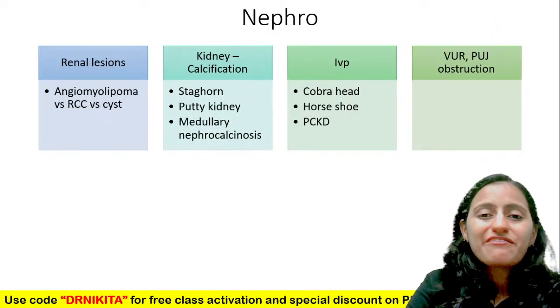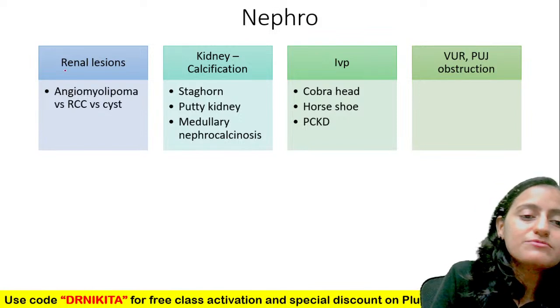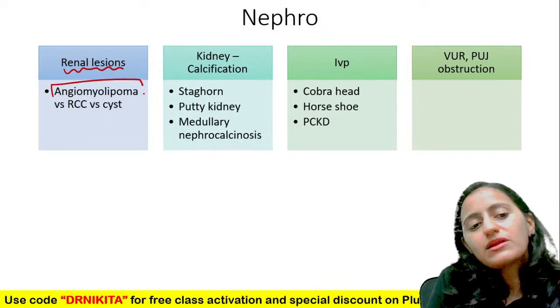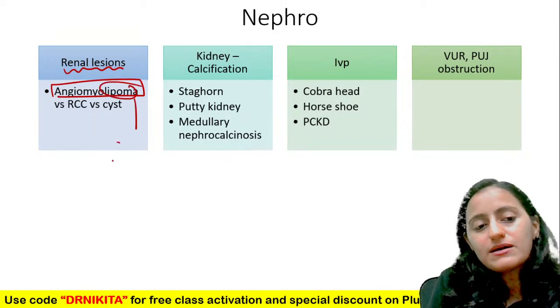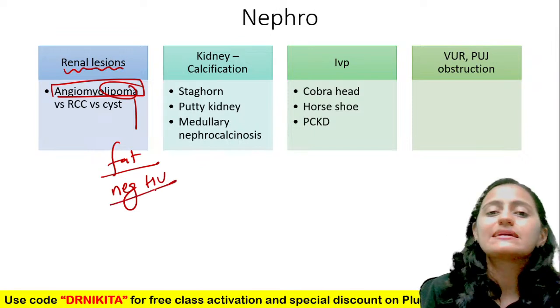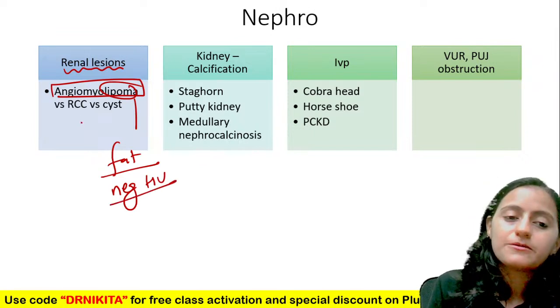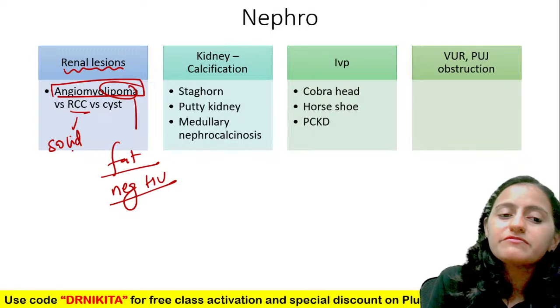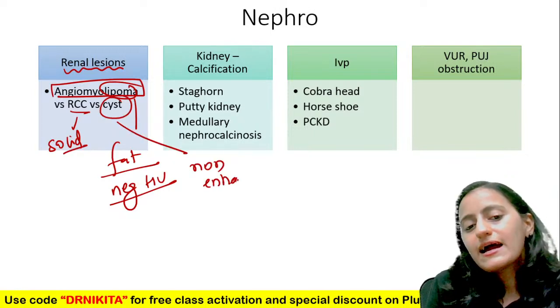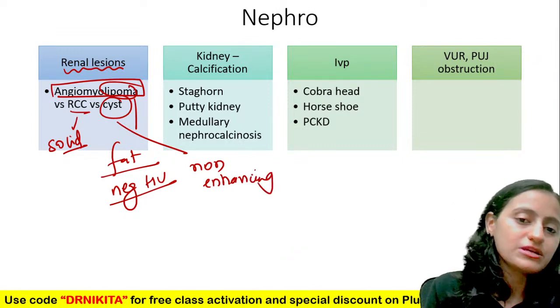Next one, coming to the nephro part, the urinary tract system. Renal lesions are very, very important. Angiomyolipoma, as the term says lipoma, means it is fat containing, and fat has a negative HU value. It will appear dark. RCC will be solid without any fat, and a cyst will be non-enhancing. That is how you will differentiate the three.